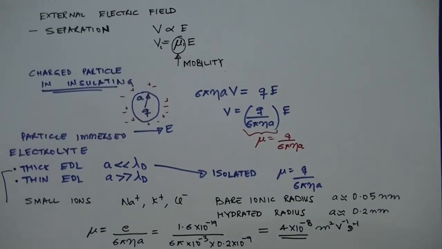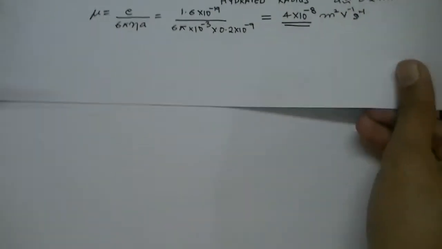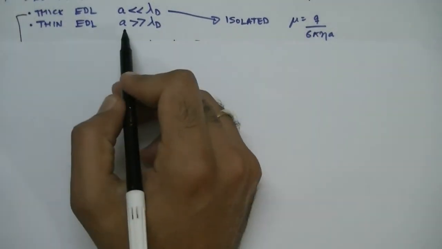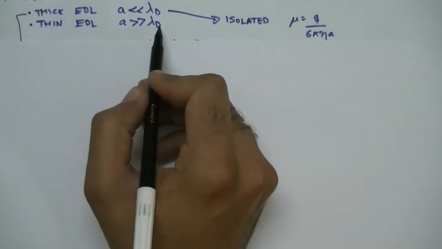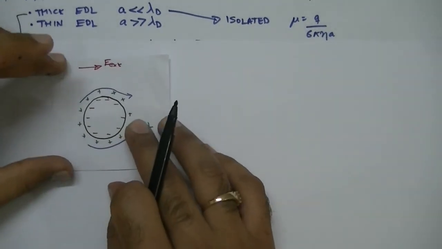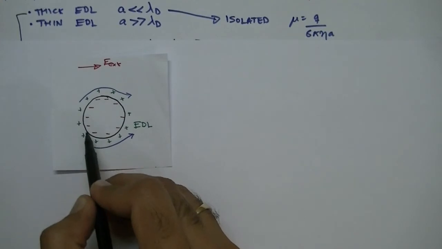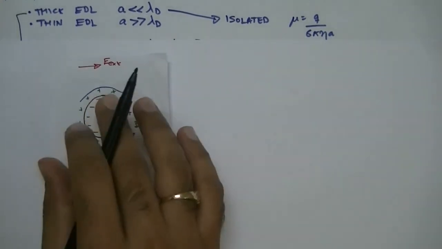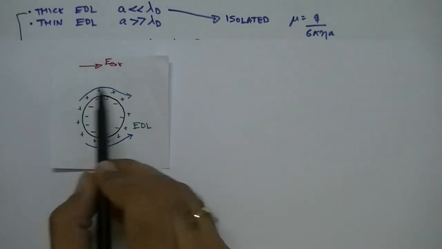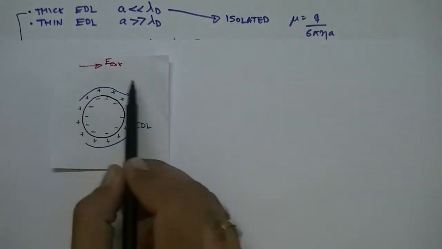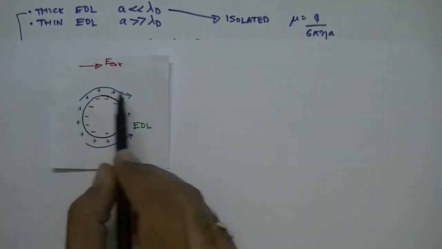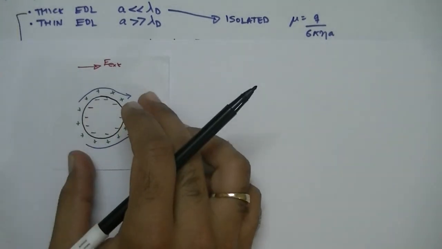Now let's move on to the case of thin EDL, which is when the particle size is significantly larger than the EDL thickness. So now consider an insulating particle like this, which has some surface charge and it is immersed in an electrolyte solution. An EDL will form on its surface, so there will be net positive charge that will be attracted towards its surface.